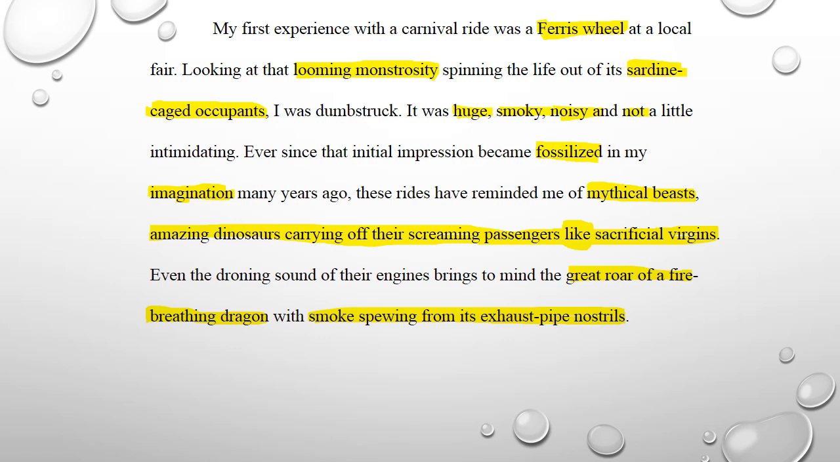And then it says, spinning the life out of its sardine-caged occupants. Again, if you've ever eaten sardines, perhaps when you've had the mumps, I know in my household that's the way it was.